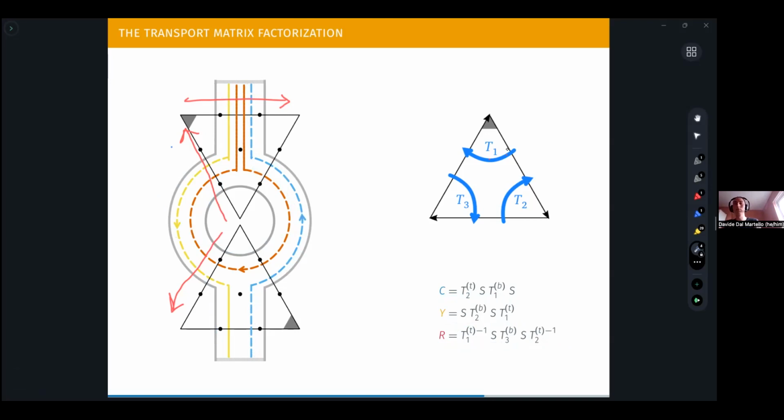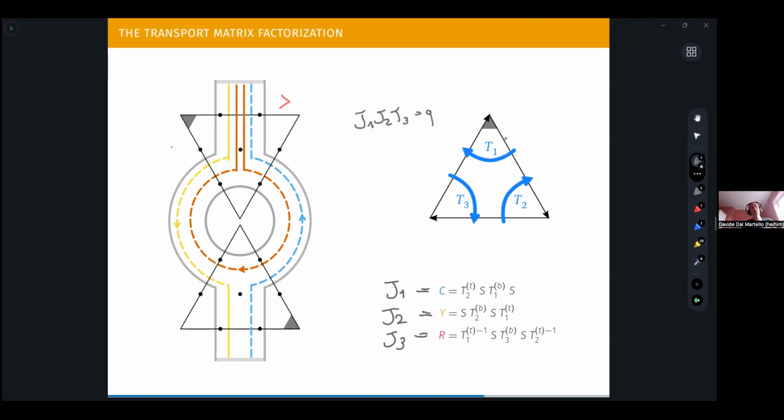Now, I want to claim that the C, Y, and R really are my candidate generators for the representation. In particular, I claim that this stays for J1, this will stay for J2, and this will play the role of J3. Clearly, R is not independent in terms of paths from C and Y, because remember that we want J1, J2, and J3 to be equal to Q. Actually, they're not independent. In particular, J3 is, up to Q, the inverse of the product of J1 and J2, as desired.